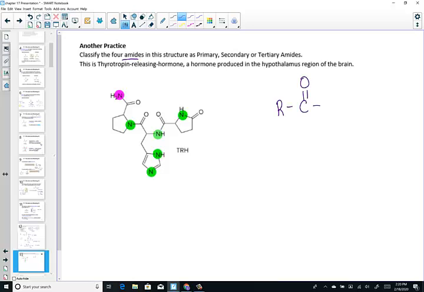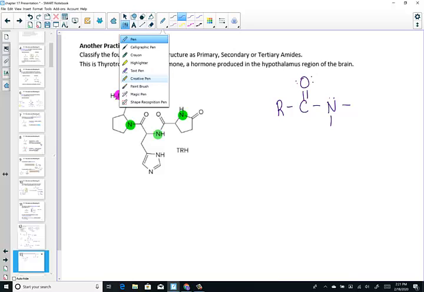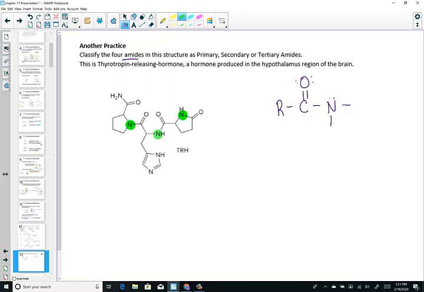We need it to be right next door to the carbonyl oxygen there, C double bond O. And so out of these, let's eliminate what's not next door to a C double bond O, and that's this guy, and that's this guy. I want to make sure it's next to a C double bond O to meet the qualifications of being an amide. So I can count 1, 2, 3, 4 different amide groups.